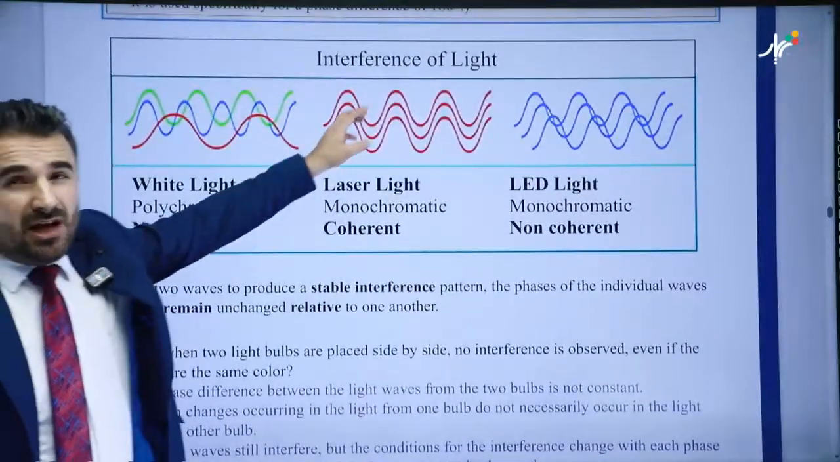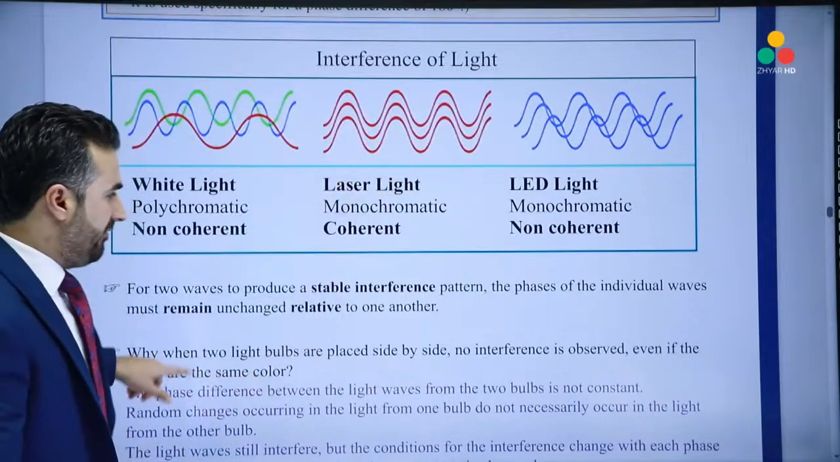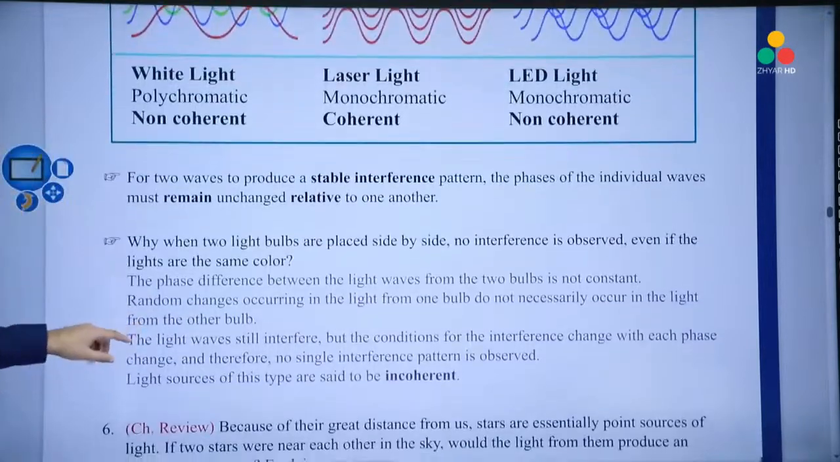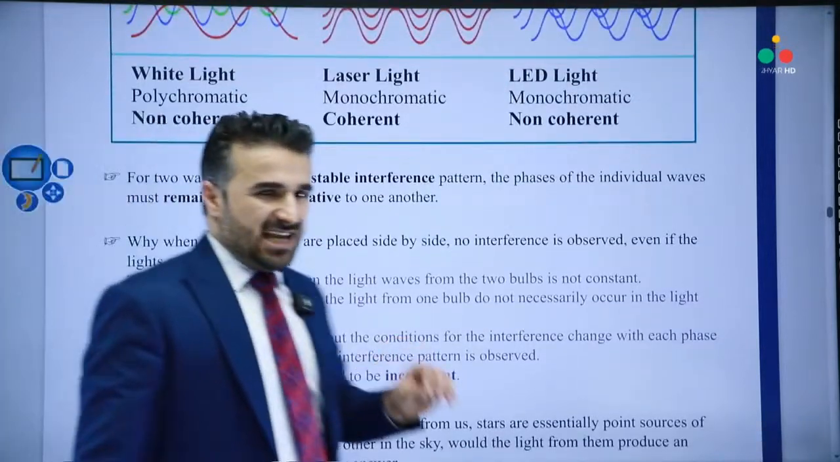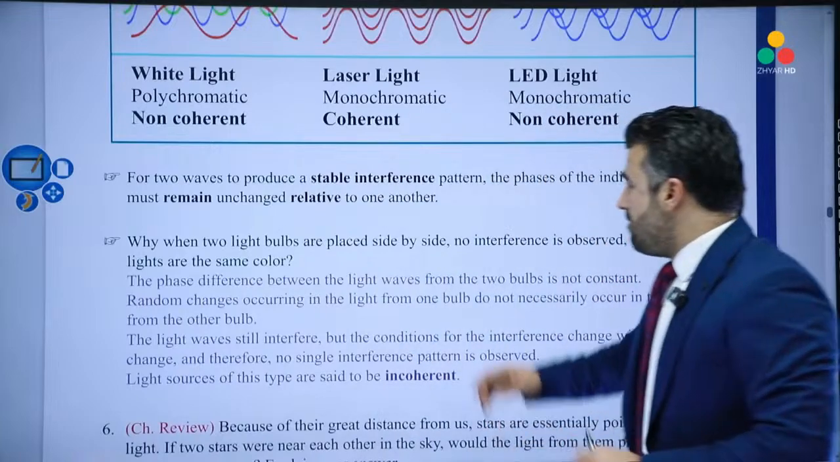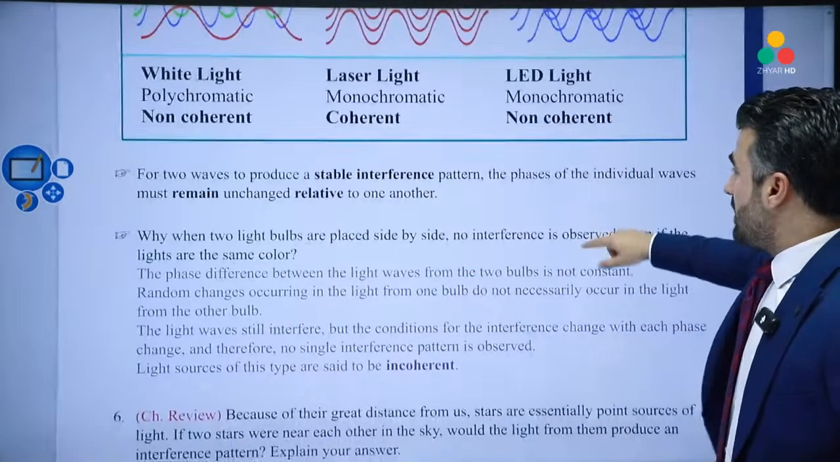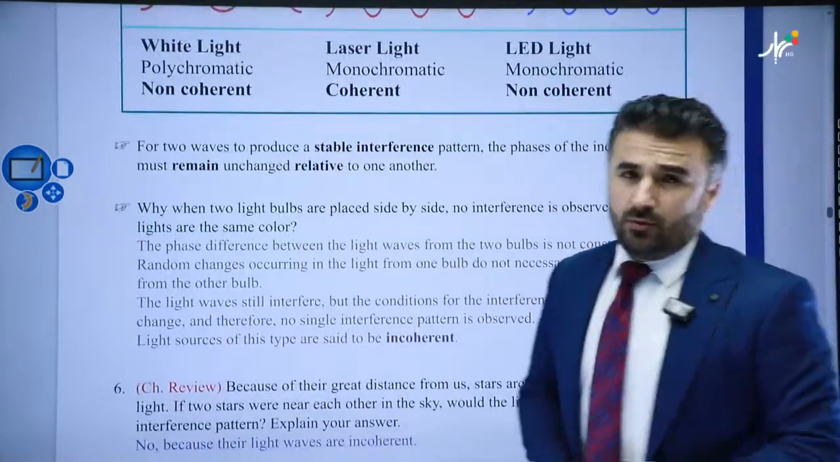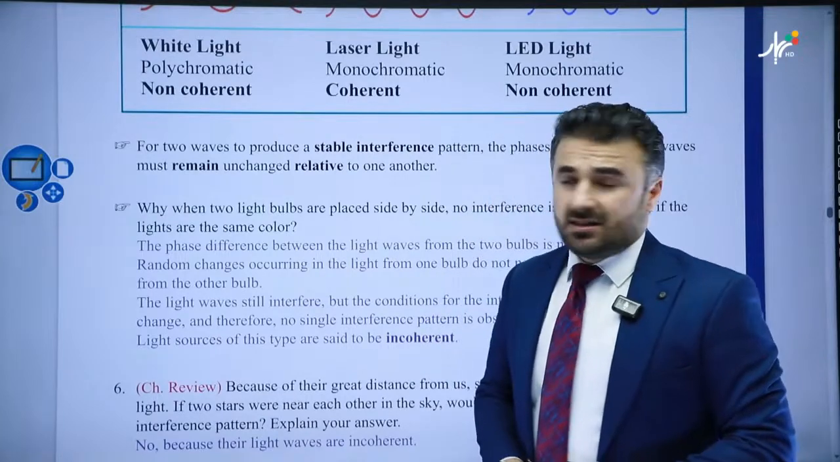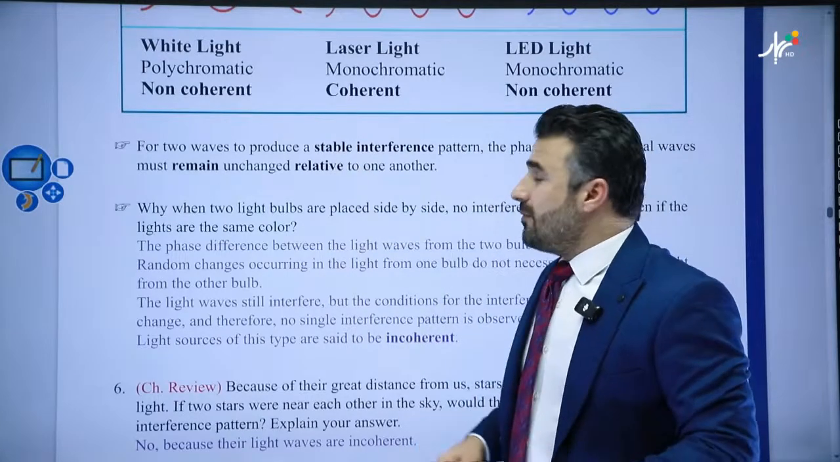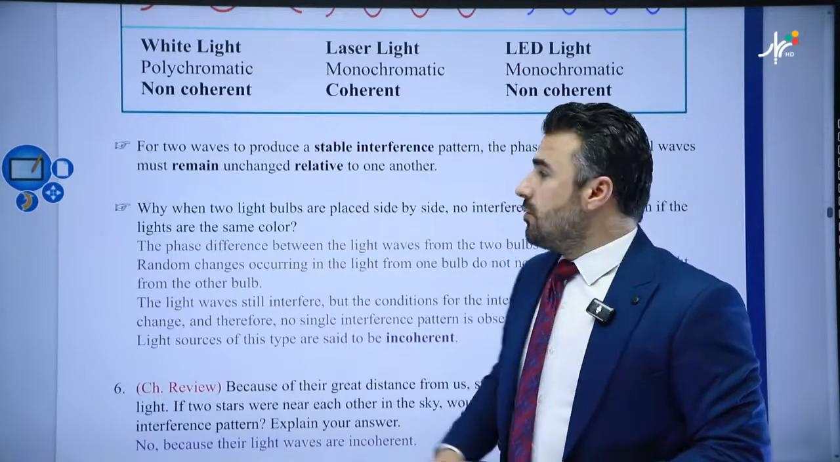So the only coherent light wave is the light from a laser. Remember this: for two waves to produce a stable interference pattern, the phases of the individual waves must remain unchanged relative to one another.